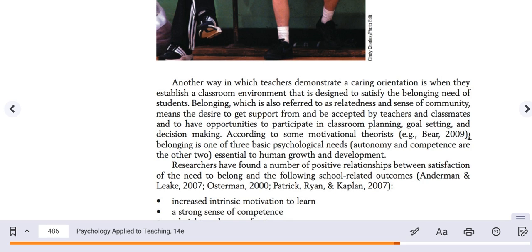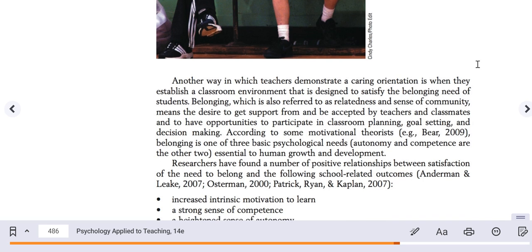Another way in which teachers demonstrate a caring orientation is when they establish a classroom environment that is designed to satisfy the belonging need of students. Belonging, which is also referred to as relatedness and sense of community, means the desire to get support from and be accepted by teachers and classmates and to have opportunity to participate. According to some motivational theorists, belonging is one of three basic psychological needs. Autonomy and competence are the other two, essential to human growth and development.